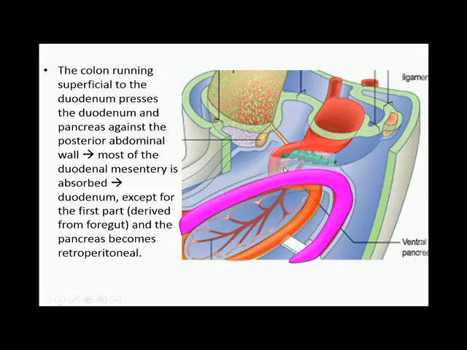So as a result of midgut rotation, the position of the GIT changes. Initially everything was in the midline, and after that it changes. So it causes change in position of the midgut GIT structures, and also some of the organs become retroperitoneal. Okay? So not only the duodenum becomes retroperitoneal, after a while the ascending colon and the descending colon also lose their peritoneum. It is compressed onto the posterior abdominal wall and loses its peritoneum.